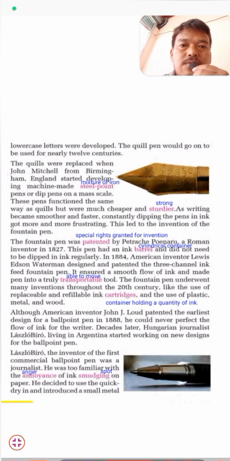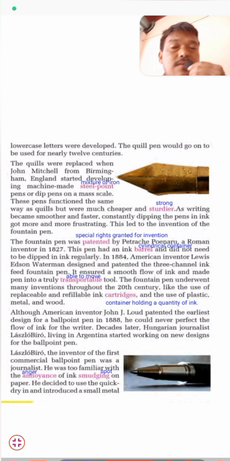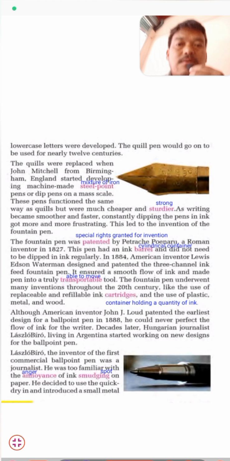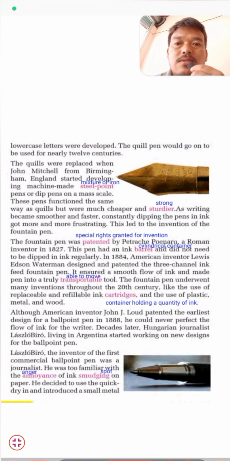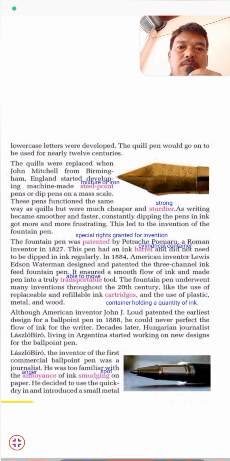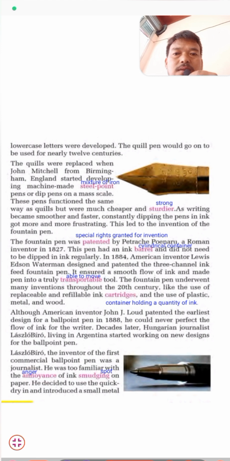The quill pen would go on to be used for nearly 12 centuries. It was used for a long, long time. The quill was replaced when John Mitchell from Birmingham, England, started developing a machine-made steel point pen, or dip pen, on a mass scale.